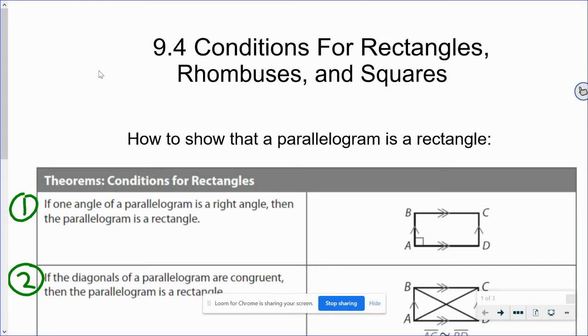Today's lesson is 9.4, conditions for rectangles, rhombuses, and squares. So yesterday we learned about what properties rectangles, rhombuses, and squares share, but today we're focusing more on how you can prove that it actually is one of those shapes based off of some of those properties. So first one we're going to cover is how to show that a parallelogram is indeed a rectangle.